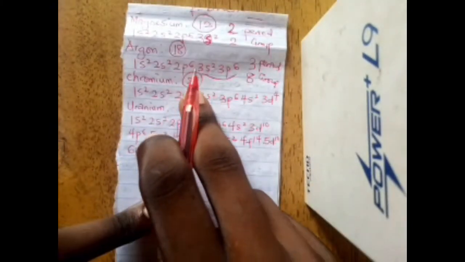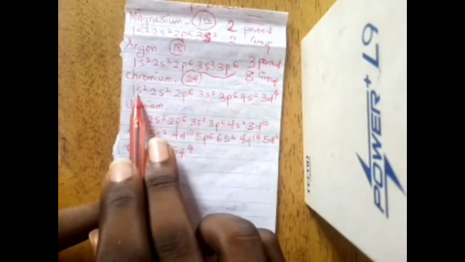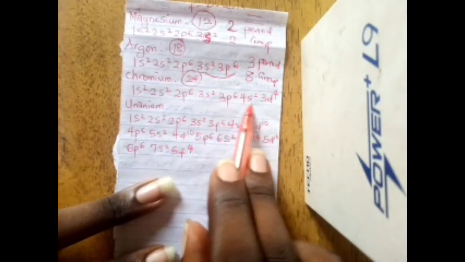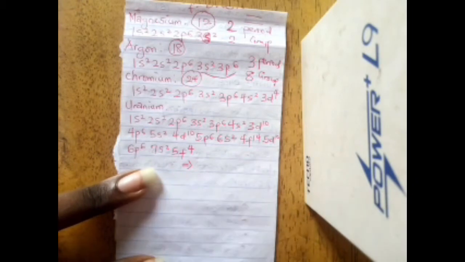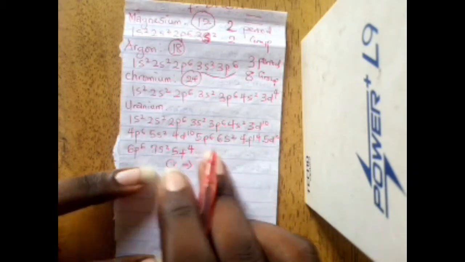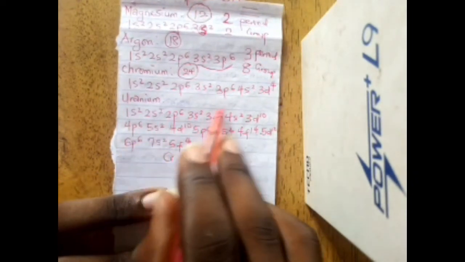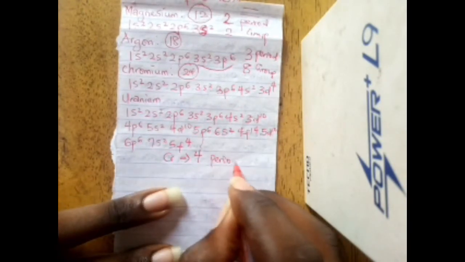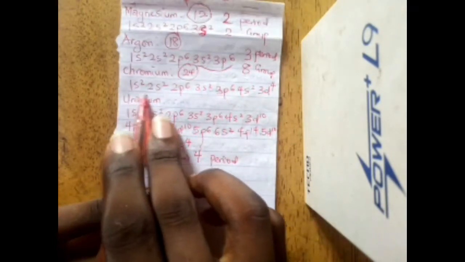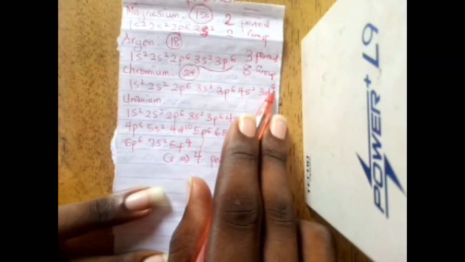So for chromium now, you can see the numbers. I have 1, 2, 3, 4. So for chromium now, I have number 4. The energy level is 4, meaning it is in period 4. And the outermost electron here has D4.